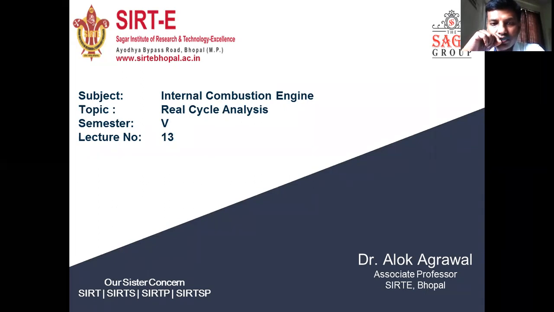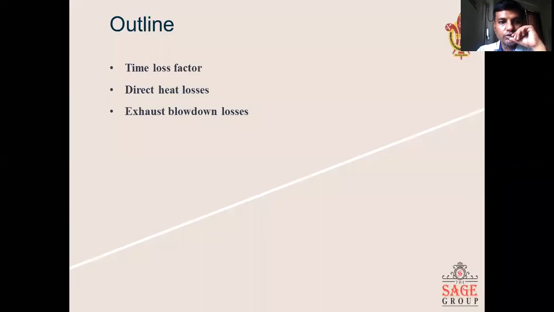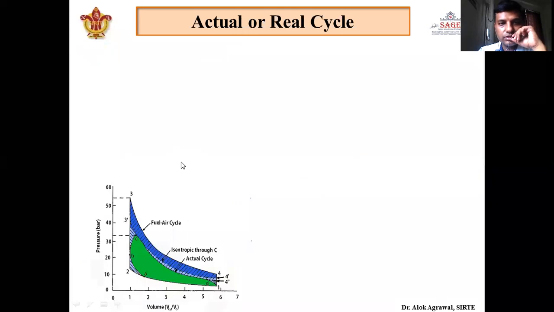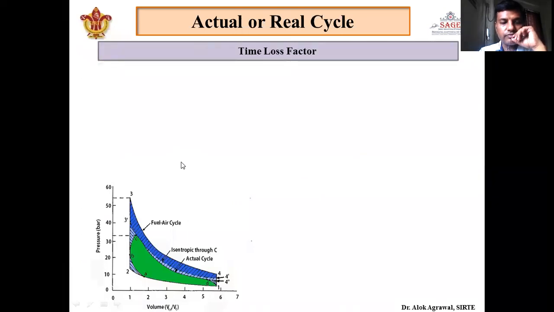So in this class, we will discuss those three factors, which are the main factors that distinguish between the air standard cycle and the real cycle. The three factors that we have seen are time loss factor, direct heat losses, and exhaust blowdown losses. In today's class, we will discuss all these three factors in detail. First, to start with the time loss factor.